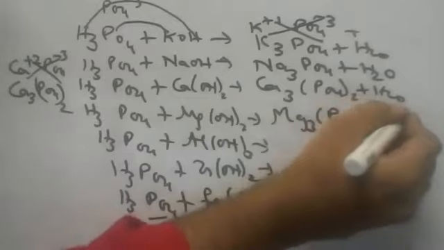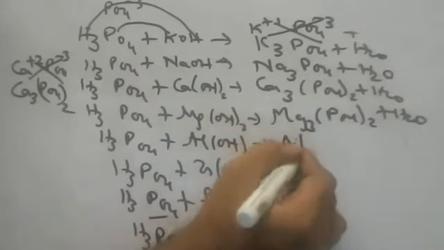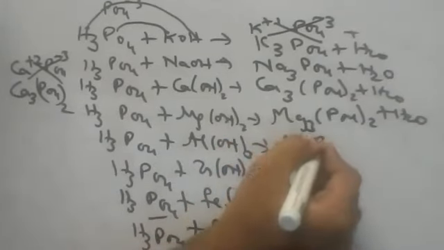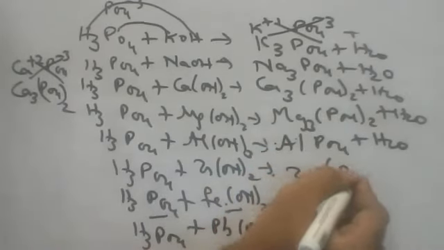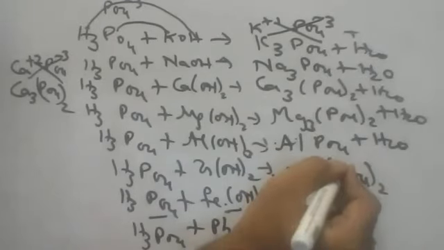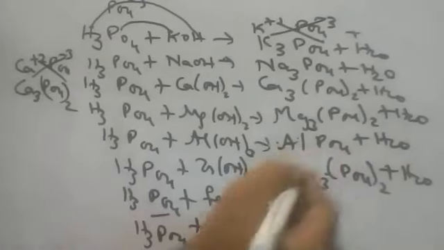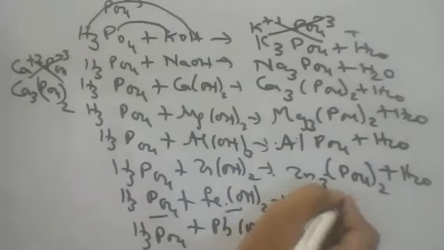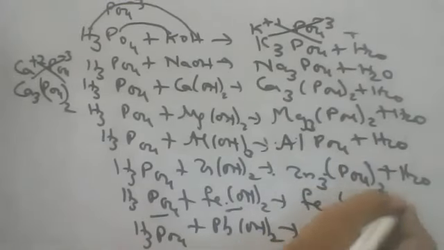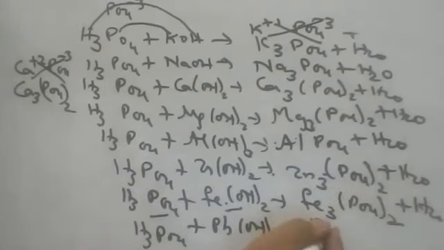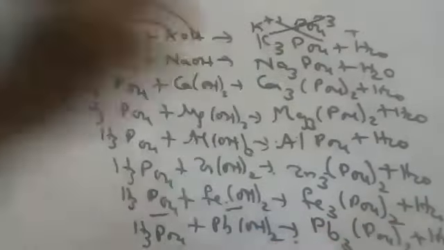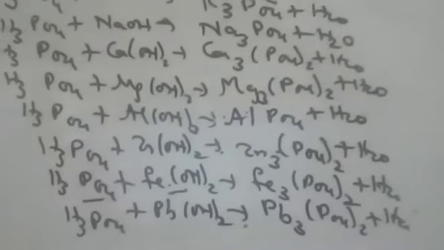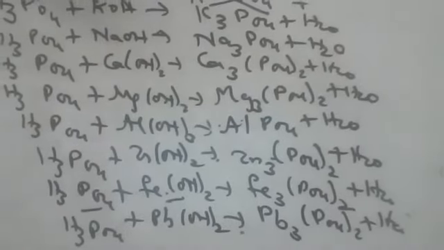Mg3(PO4)2 plus H2O. Al is also plus 3, PO4 is also minus 3, cancel. AlPO4, aluminium phosphate. Zn3(PO4)2. Brackets you have to keep because phosphorus and oxygen are different. Okay. Ferrous phosphate plus H2O. Lead phosphate plus H2O. I hope you are able to understand. This is how you are going to write salts, children. These all are salts.